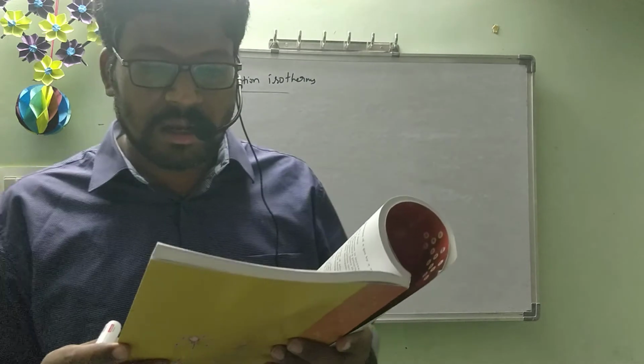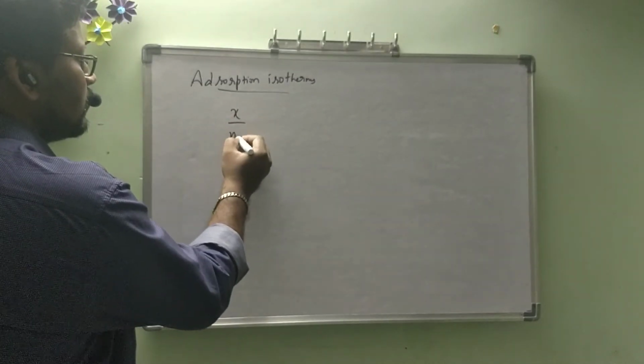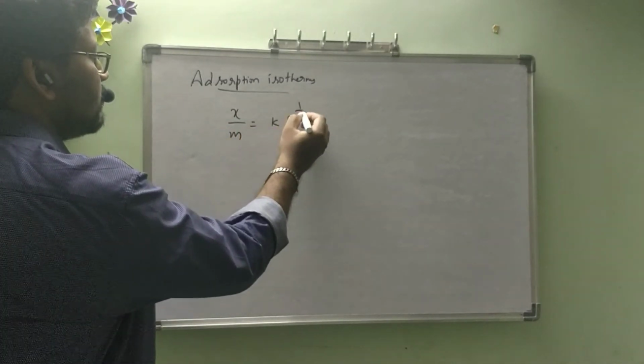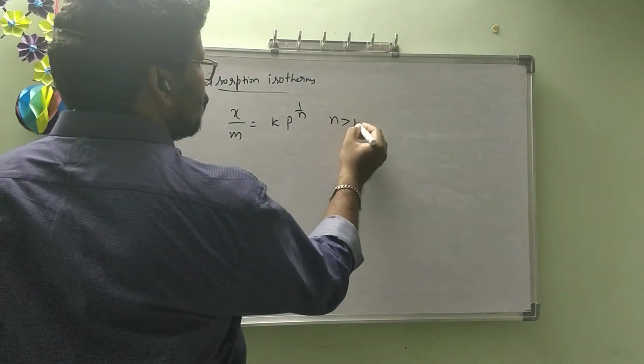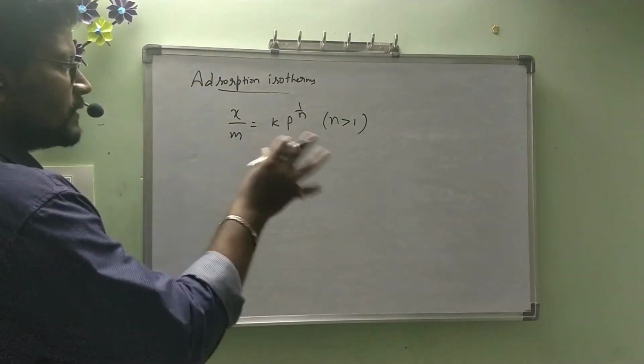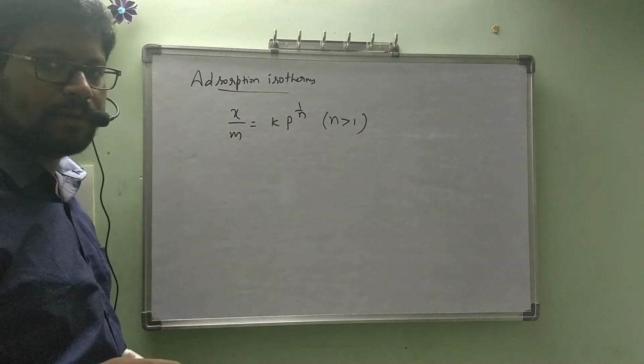Freundlich adsorption isotherm. Freundlich in 1909 gave an empirical relation between the quantity of gas adsorbed by unit mass of solid adsorbent and pressure at a particular temperature. The relation can be expressed by the following equation: x by m is equal to k into p power 1 by n, where n is greater than 1. If n is greater than 1, then only the equation will be satisfied.